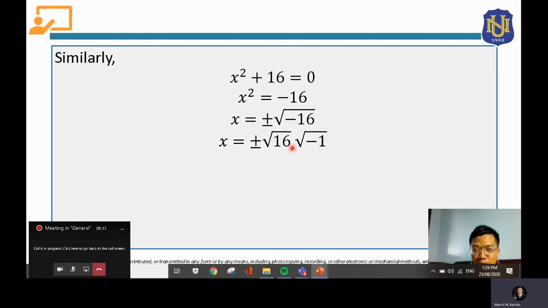But if we apply one of the laws for radicals, we can factor out square root of negative 1 from square root of negative 16. That will give you square root of 16 times square root of negative 1, which is equivalent to square root of negative 16. As we know, square root of 16 is equal to 4, and square root of negative 1 is equal to i. Therefore, x is equal to positive or negative 4i. This will be the value of x for this quadratic equation.